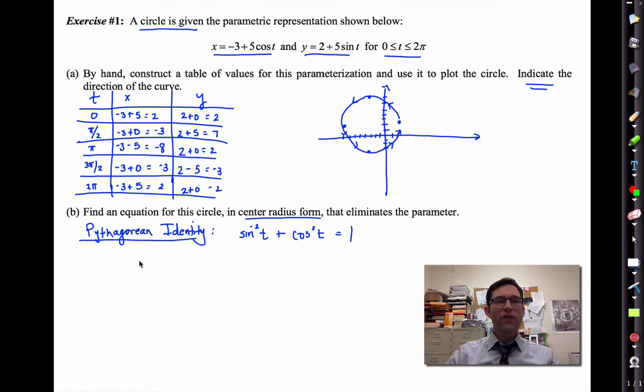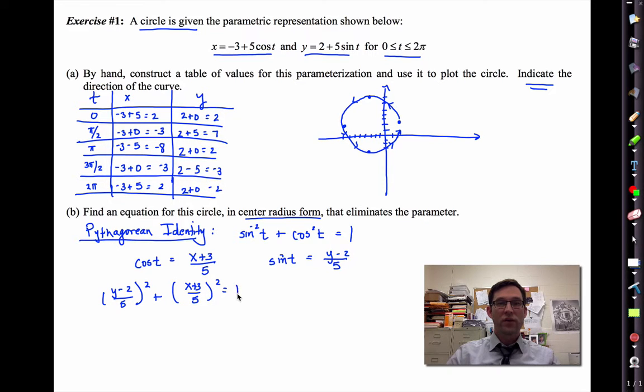So we can solve that first equation for cosine t, and of course that will be (x plus 3) divided by 5. We can solve the second equation for sine t. Sine t will be (y minus 2) divided by 5. And we can now substitute these into the equation for sine and cosine. So for instance, we'll get ((y minus 2) divided by 5) quantity squared, plus ((x plus 3) divided by 5) quantity squared equals 1.